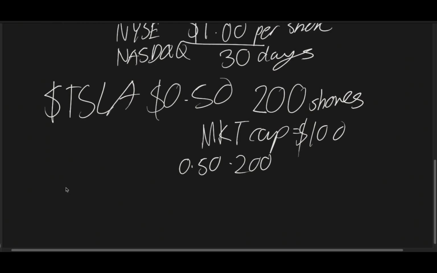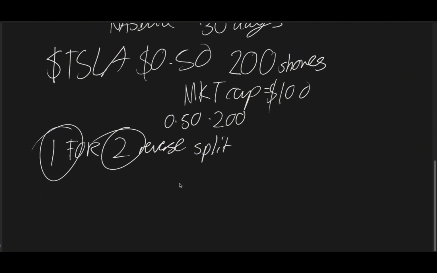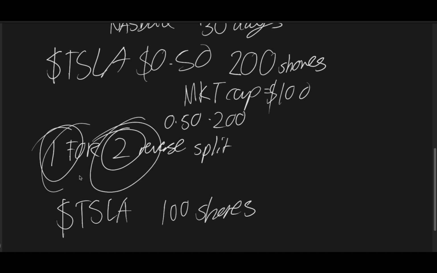So if you do a reverse split, let's say Tesla undergoes a 1-for-2 reverse split. This basically means that for every 2 shares you have, you will be given 1 share. So in Tesla's case, first of all, the amount of shares would decrease to 100 shares, as every 2 shares becomes 1 share, so the amount of shares in circulation becomes halved. So 100 shares, and the price doubles because the market cap would be the same.